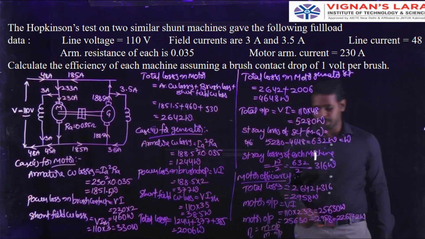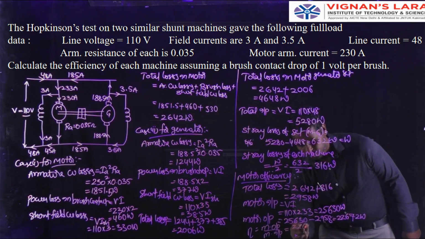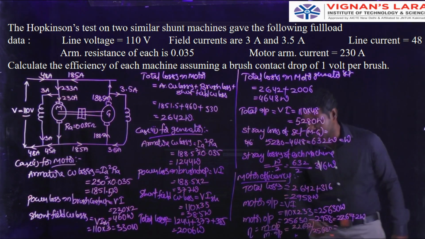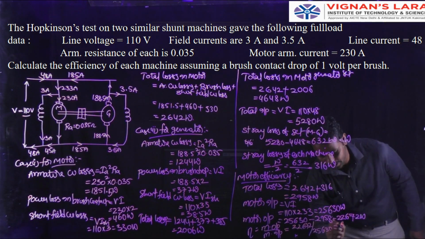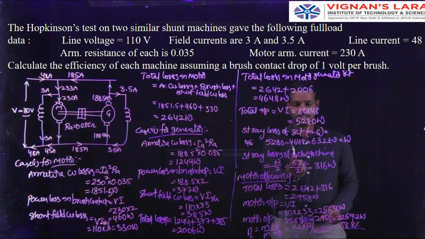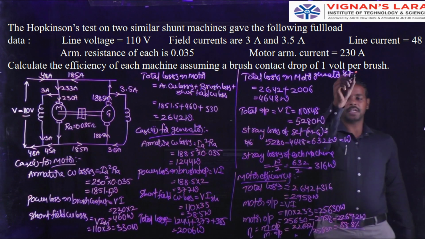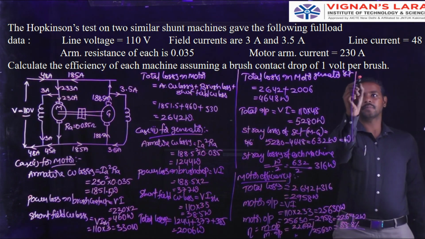So efficiency is equal to motor output divided by motor input, which is 22,672 divided by 25,630, equal to 88.4%. So these are the losses and efficiency of a motor, calculated by finding the stray losses of each machine using Hopkinson's test. In a similar fashion, we can find out the efficiency of a generator.